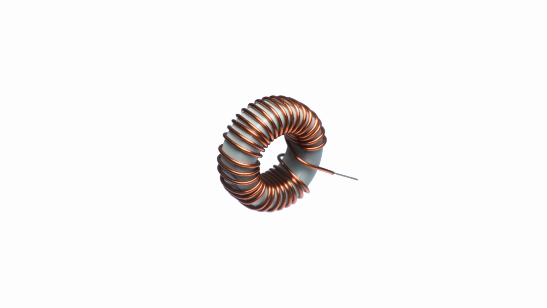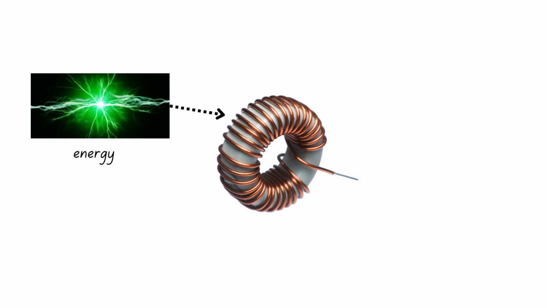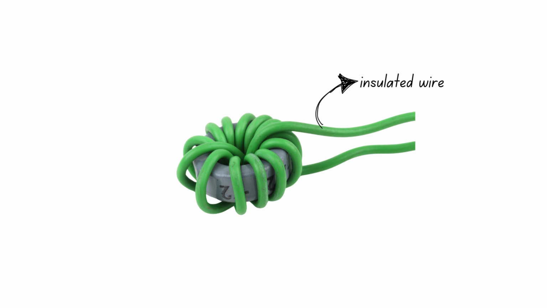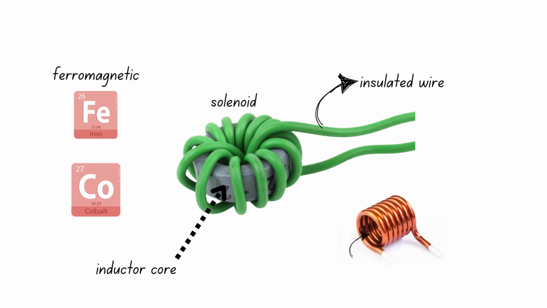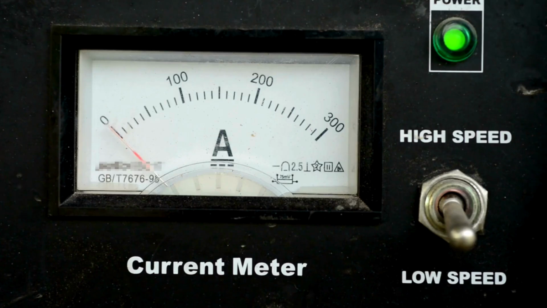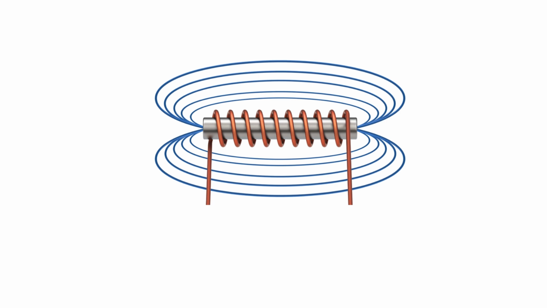Inductor, a device that stores energy in a magnetic field. It consists of an insulated wire wound up into a coil known as a solenoid. Inside this solenoid is a material known as an inductor core. This can be any ferromagnetic material such as iron or cobalt, but it could also be just a gap filled with air. When current flows through the inductor, a magnetic field builds up inside and around the inductor.